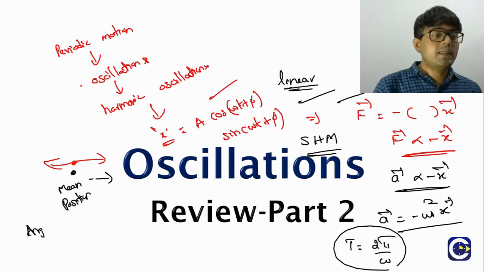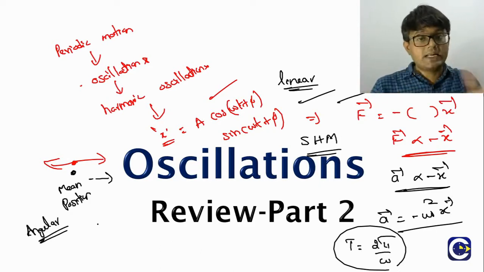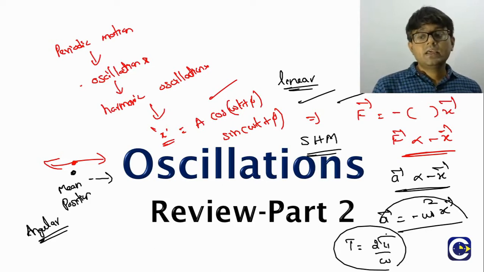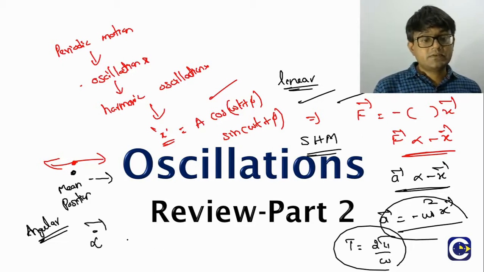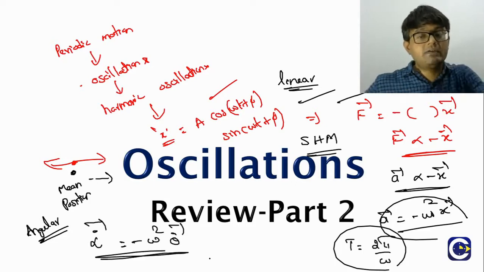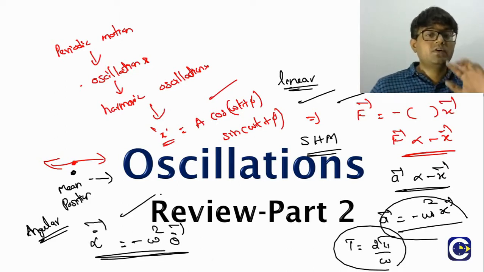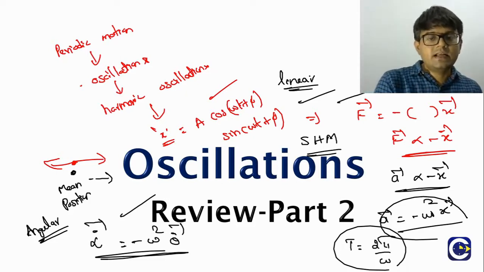Similarly, in the case of angular SHM, we'll have an almost analogous relation. Here the standard equation: the angular acceleration will be equal to minus omega square into theta. Like the relation between the acceleration and the displacement, here we have the relation between the angular acceleration and the angular displacement. In case of linear SHM, we talk about the restoring force. In case of angular SHM, we talk about the restoring torque.